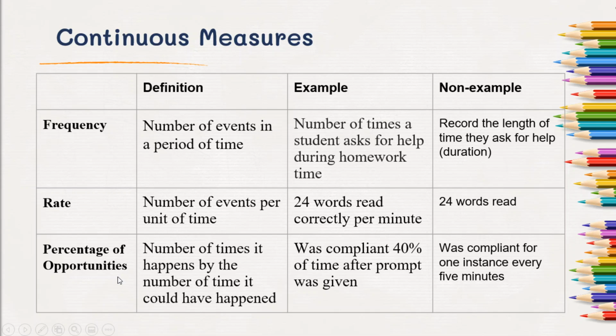Percentage of opportunities is the number of times it happens divided by the number of times it could have happened. For example, we could look at a student who was compliant 40% of the time after a prompt was given. A non-example would be was compliant for one instance every 5 minutes. That would be a little bit more similar to rate. Whereas with percentage of opportunities, we have to first calculate how many times could this student have responded to a prompt? How many opportunities was he given? And then how many of those opportunities did he actually take? Which in this example, we're saying 40%.